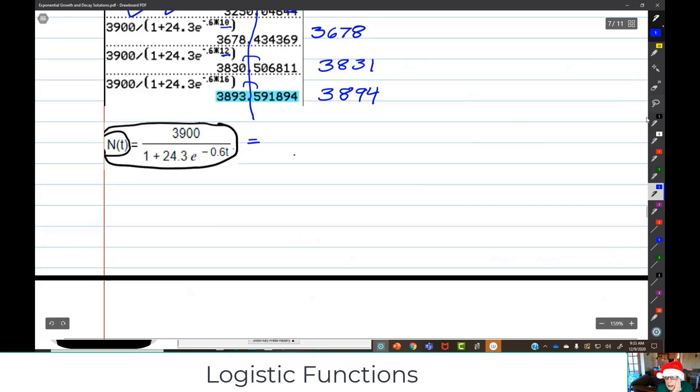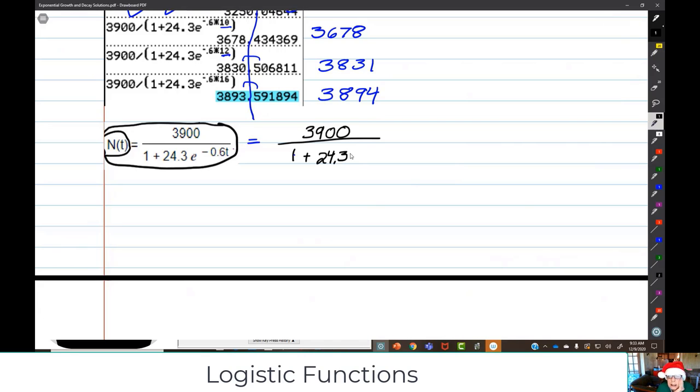Let's go back to black. Okay, 3,900 divided by 1 plus 24.3. Now e to a negative exponent is 1 over e to the positive exponent, 0.6t.